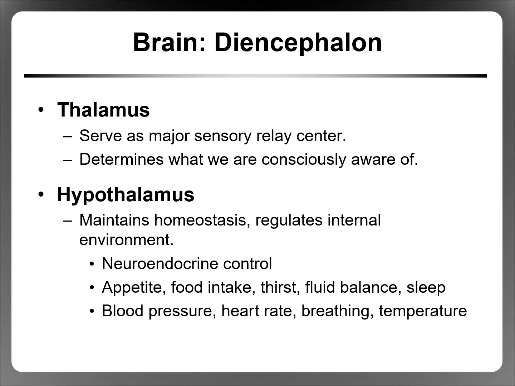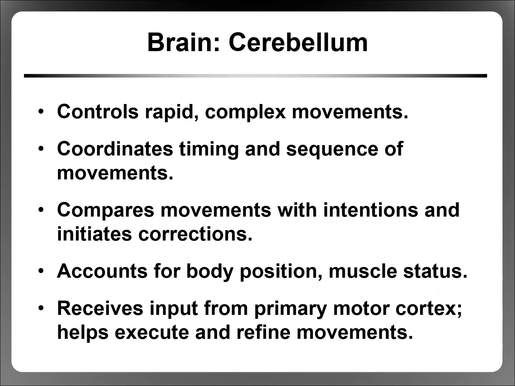Our hypothalamus works as part of our neuroendocrine control, meaning it works as part of our endocrine system, which we'll discuss in Chapter 4, and our nervous system. Our hypothalamus helps control appetite, food intake, thirst, fluid balance, and our sleep. It also regulates further control of our blood pressure, heart rate, breathing, and temperature. The third region of our brain is our cerebellum.